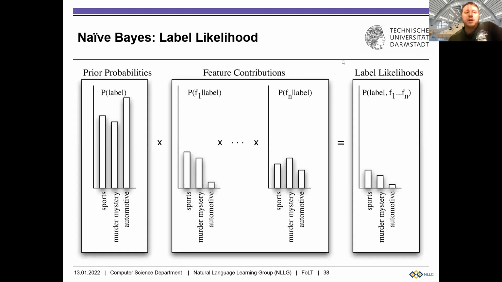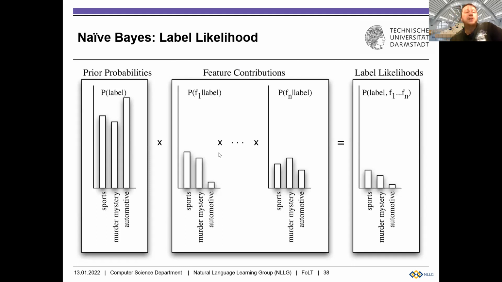So now a nice way to think about naive Bayes and the contribution of each feature is to illustrate it in such a diagram. We first have the prior probabilities. What's the likelihood of any document being about sports, about murder mystery, or about automotive? We see that automotive is highest. And then we weigh in all the features that we have, for example, all the individual words that we focused on in our feature engineering part. So maybe those are the 10 words that we're interested in.